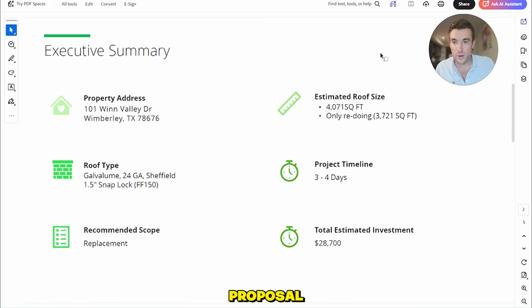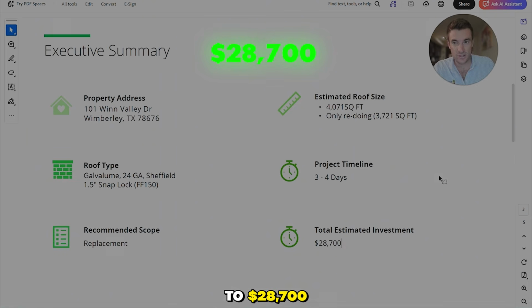So in my proposal, I included the address, the specific type of metal that we're going to use, the scope of work at a high level, and then the roof size. And I specifically called out we're only redoing 2,100 square feet. I included the timeline, and then I included the total cost of the roof, which came out to $28,700.